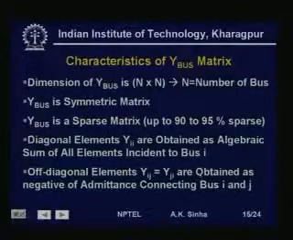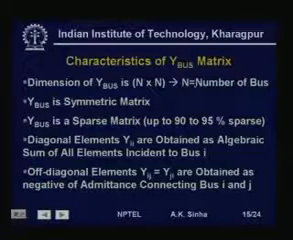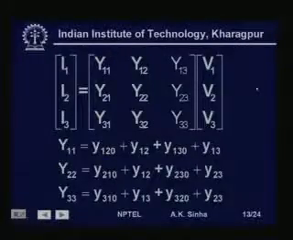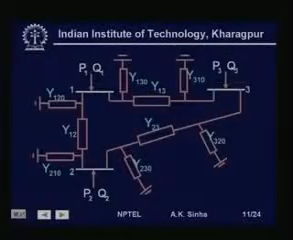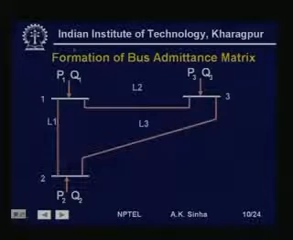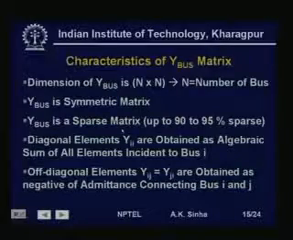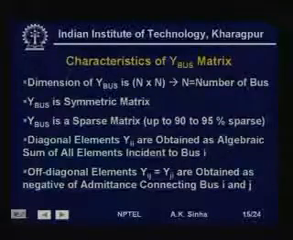So, let us see what are the characteristics of this Y bus matrix. The dimension of this Y bus matrix is n into n, where n is the number of bus bars in the system. So, if you have a 3 bus bar system, as we had seen here, for this 3 bus bar system, we will get a 3 by 3 Y bus matrix. If we have a 10 bus bar system, we will get a 10 by 10 matrix.